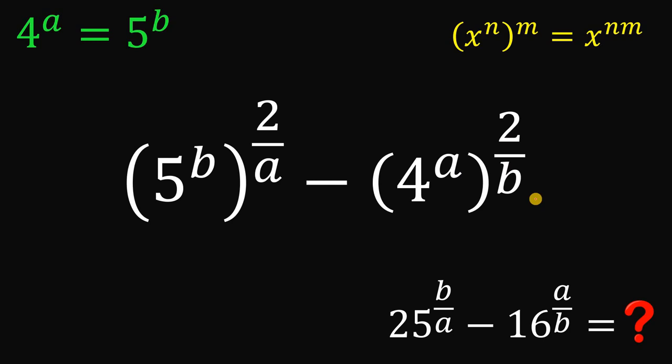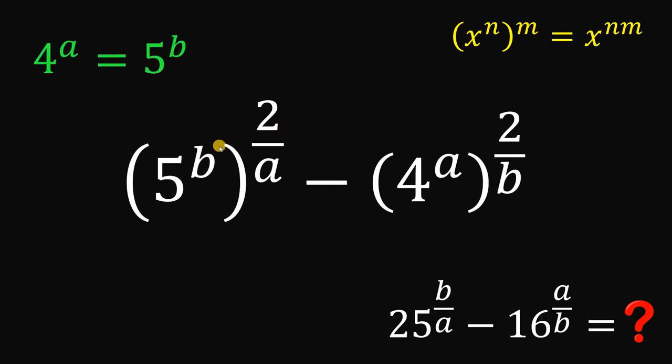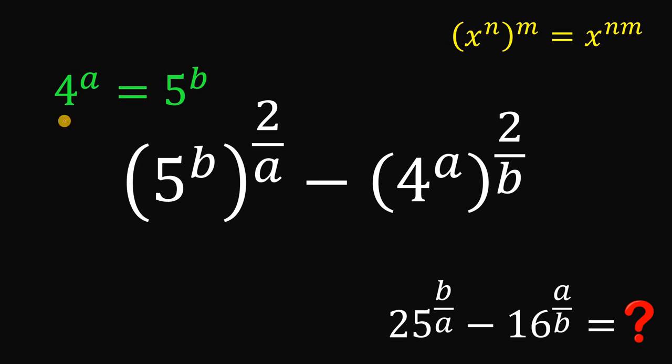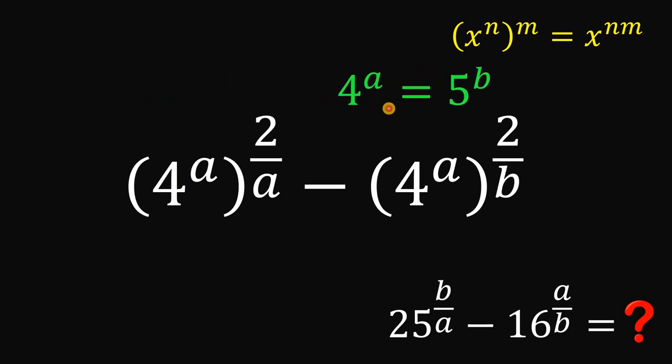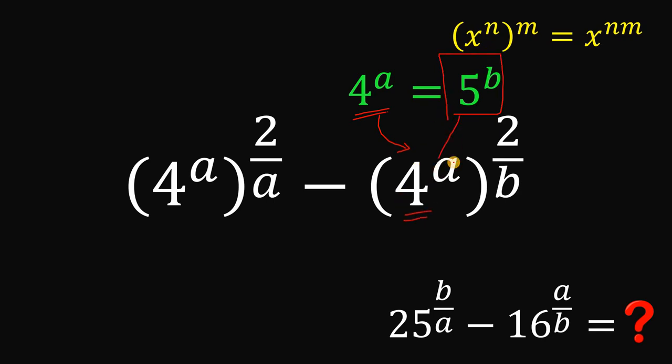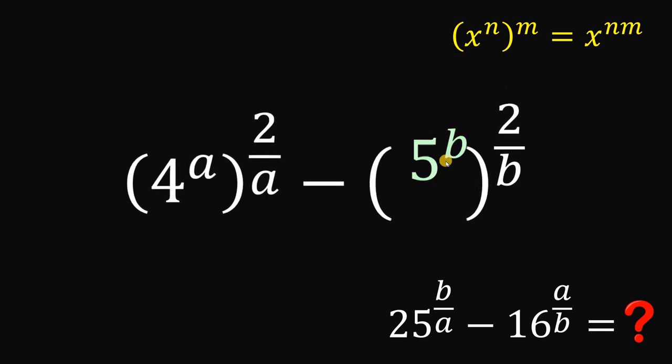Now, why do we do that? Because take note, we are given an equation that says that 4 raised to a must be equal to 5 raised to the power of b. So we can replace this 5 raised to b with its equivalent, which is 4 raised to the power of a, like this. Also, 4 raised to a right here must be equal to just 5 raised to the power of b. So we can replace this 4 raised to a with 5 raised to b.